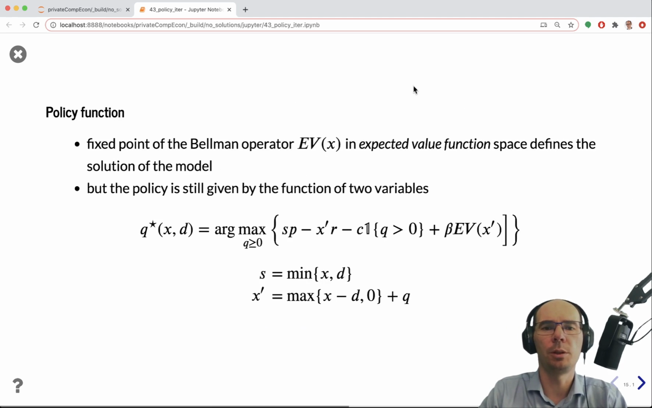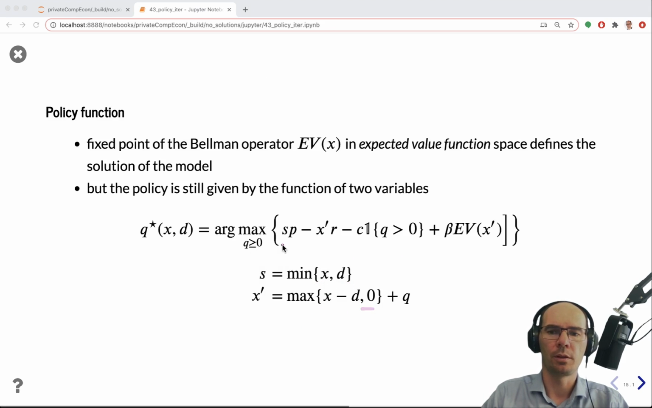Now, but what is the policy function? The policy function is still a function of both x and d, right? Because the policy function is the argmax over q in the original Bellman equation, which depends on both x's and d's through s and through x prime here.